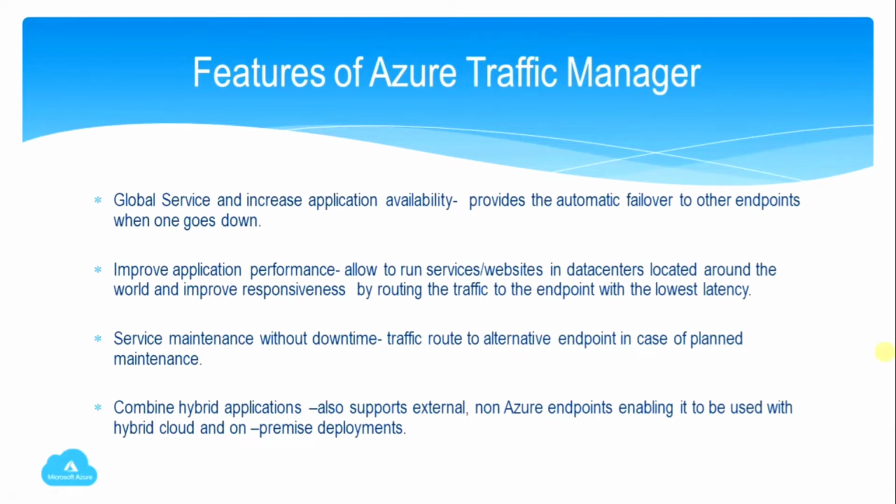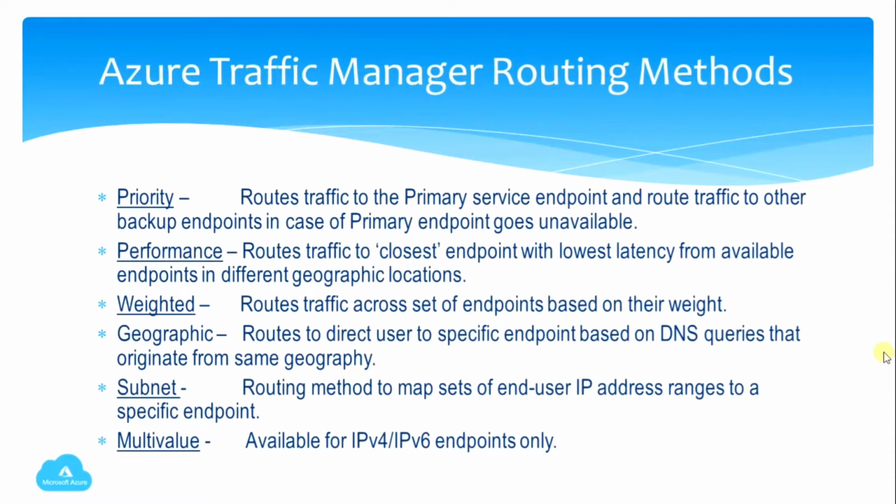Let us now discuss the types of routing methods used in Azure Traffic Manager. We have six types of routing methods. In priority, it routes the traffic to the primary service endpoint and routes traffic to the backup endpoint in case the primary endpoint becomes unavailable. In performance, it routes traffic to the closest endpoint with the lowest latency from available endpoints in different geographic locations. In weighted, it routes traffic across a set of endpoints based on their weight.